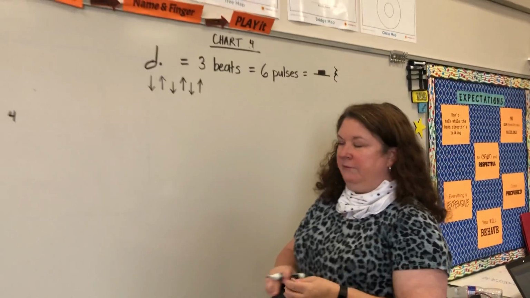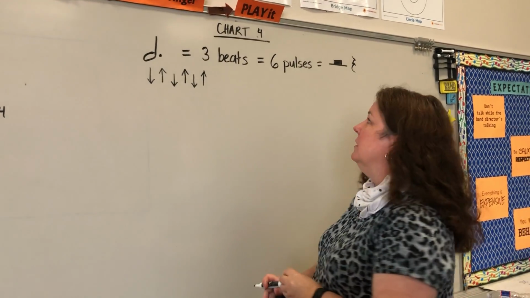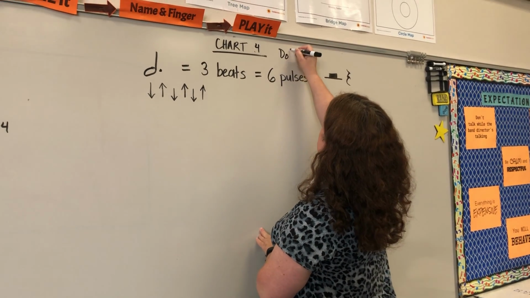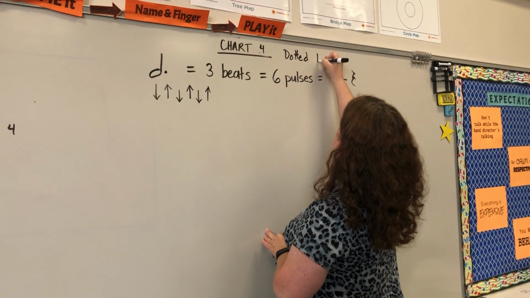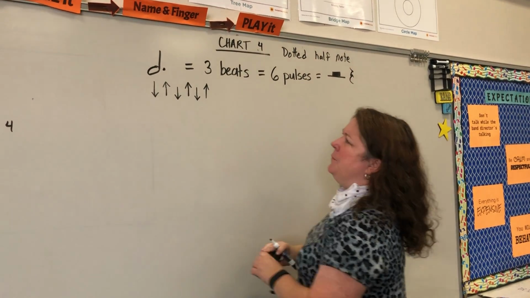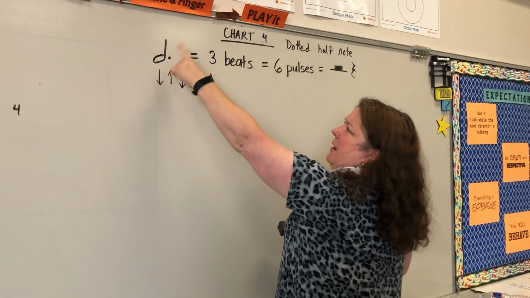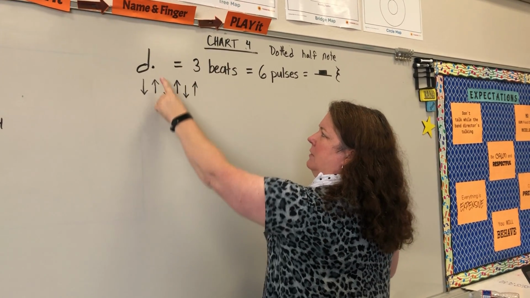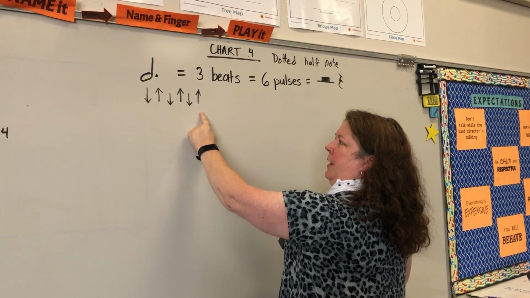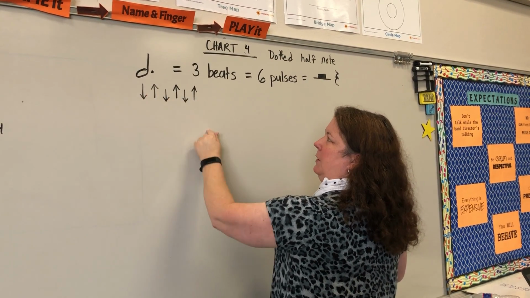Now, if you would please go to rhythm chart number 4. We're going to write the definition of a dotted half note at the top of your page. And here we go. So you have your dotted half note. Here I have the stem up on the right, upright, with a dot behind it. And I've got down, up, down, up, down, up, 3 beats, total of 6 pulses.